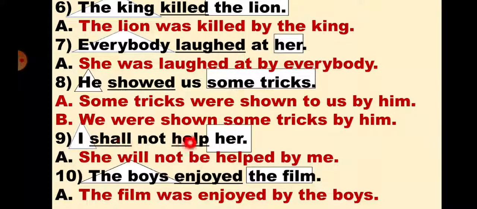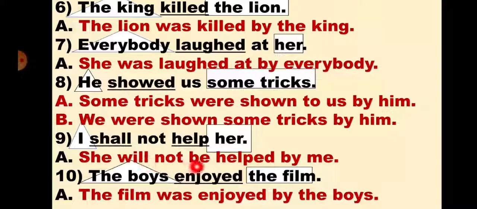Ninth, I shall not help her. I is a subject, shall help is a verb, her is an object. So here her, when it comes into a subject place, becomes she. She is a third person so we'll use verb will. Will not be, help will change into helped, third form of verb. She will not be helped, add by, I will change into me when it comes into an object place. She will not be helped by me.